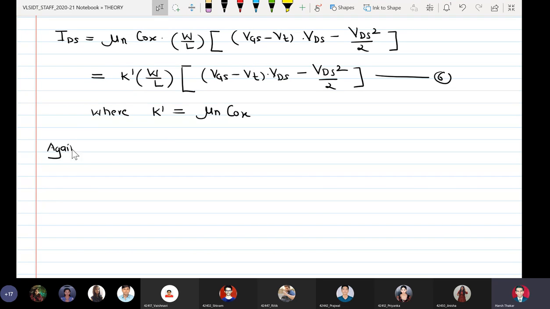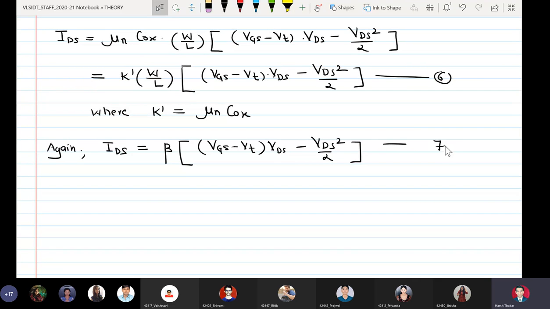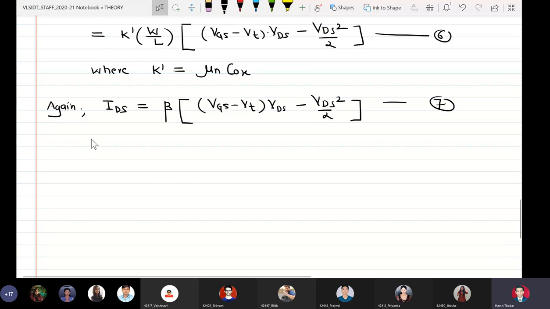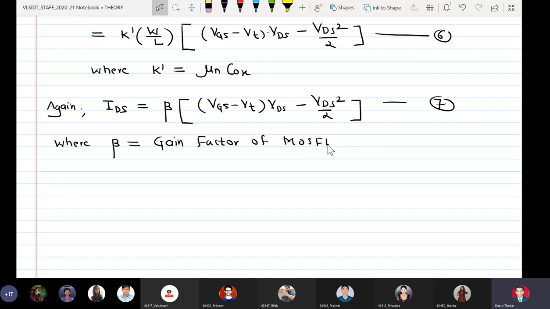Again, we have IDS is equal to beta into VGS minus VT into VDS minus VDS square upon 2, equation number 7. Here, this is asked in Viva. Beta is called as gain factor, not the gain factor of MOSFET.